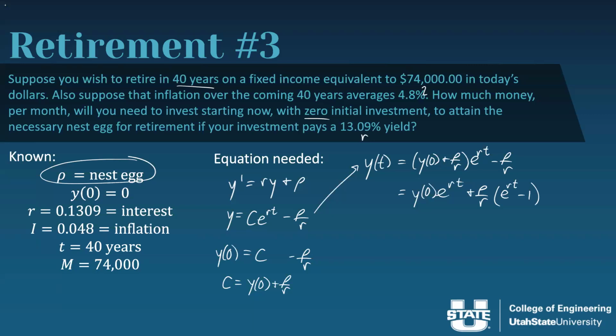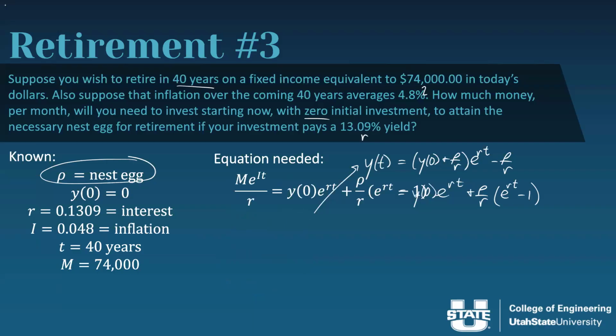Does that kind of make sense so far? Okay. And then I believe that gets us to the point where we have this big equation. So we can see where each of those pieces came from as we solved through. We have the y naught e to the RT, the rho over the r, e to the RT minus 1. So that's where the right-hand side of the equation comes from. Does that kind of track with everyone?